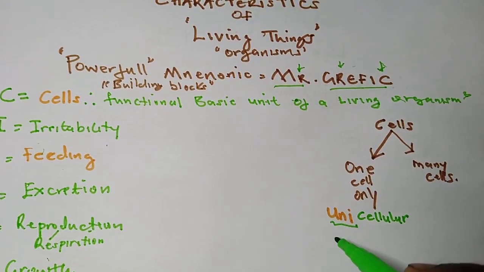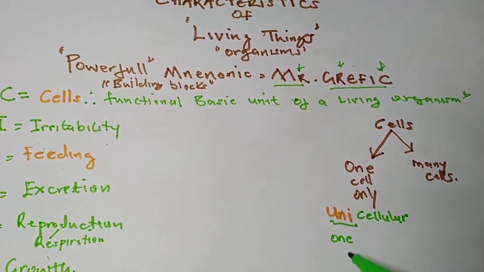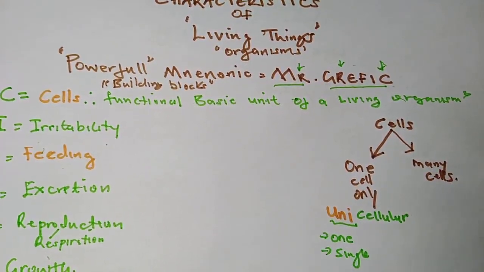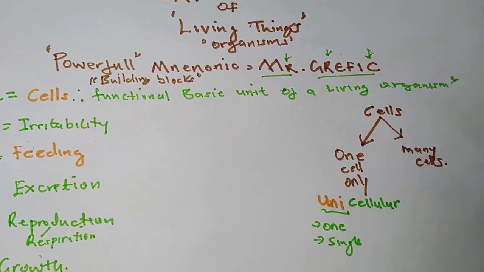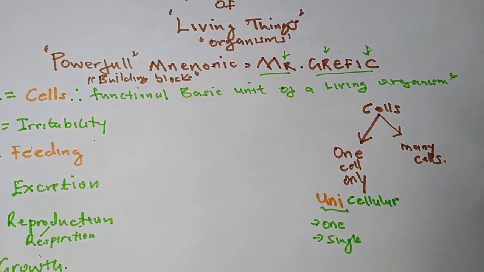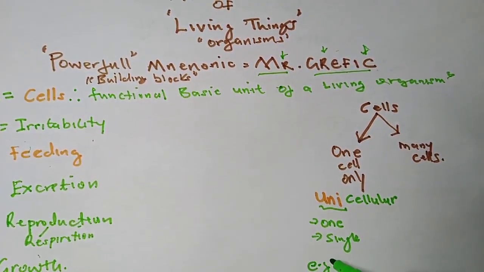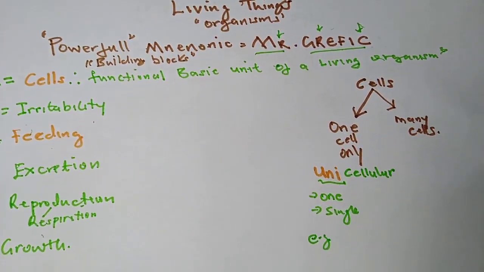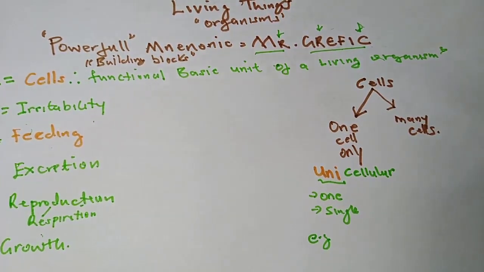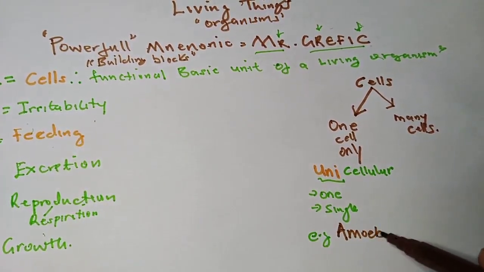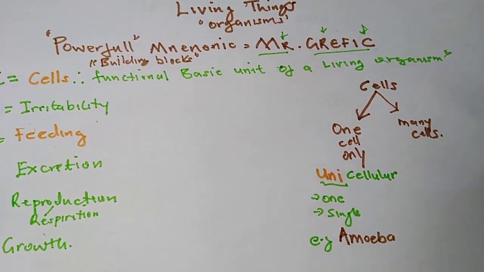Uni here means one, or single. Single cell, unicellular, meaning that they only have one cell. And the example here, very important for you to know, of an organism that is made up of only one cell, we call an amoeba.